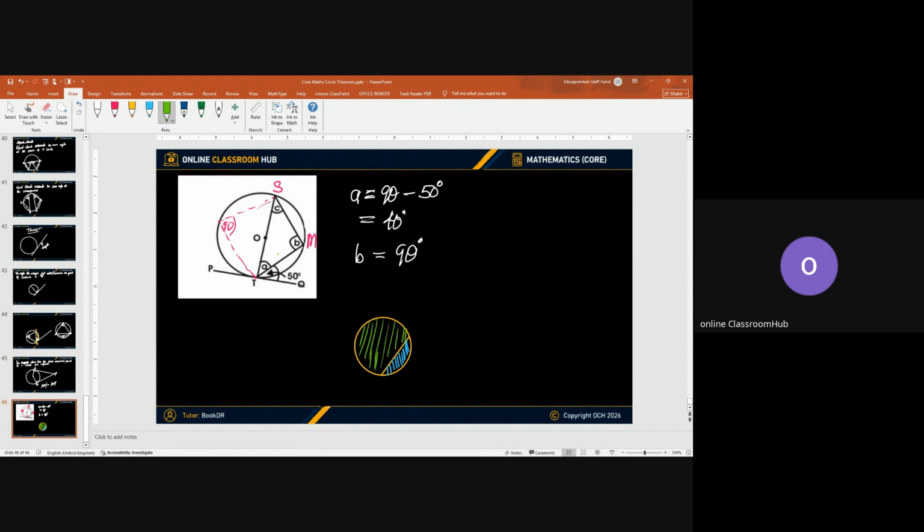So as far as this circle, the chord TM is concerned, the minor segment is here. So the angle between the chord and the tangent is in its minor segment. So any angle that this chord will subtend in the major segment, if it is on the circumference, then they are the same.